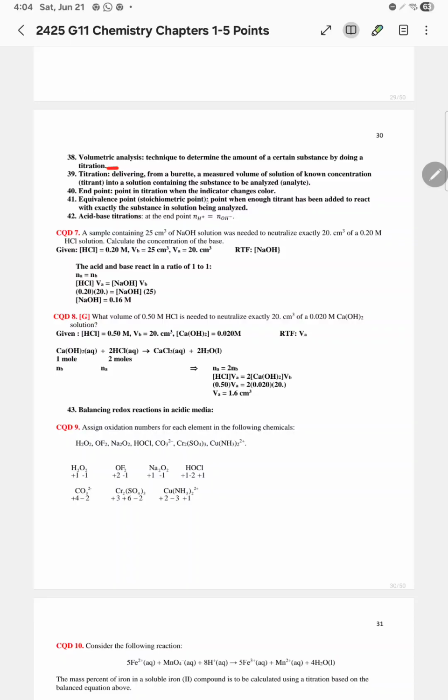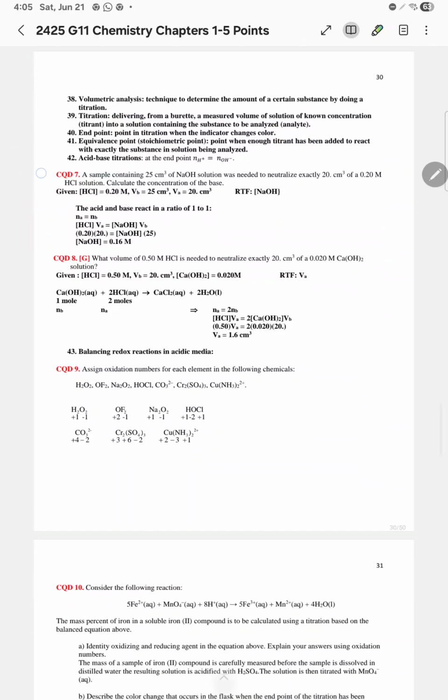Endpoint is the point where the indicator just changes color, because you have reached the exact point where the two opposing ions like H and OH balance out. The equivalence point is when enough titrant has been added to react with the exact substance in solution being analyzed, which is practically, like I said, the point where the H ions and the OH ions are exactly equal. Now, in acid-base titrations, at the end point, the moles of H plus and the moles of OH minus are exactly equal.